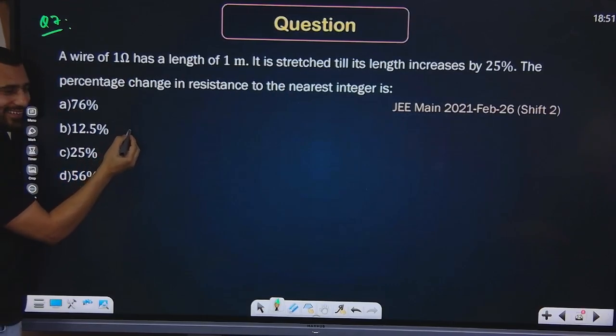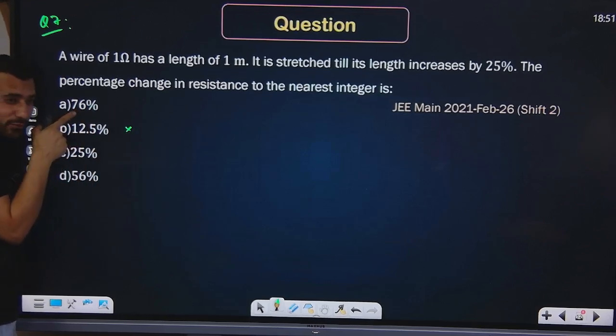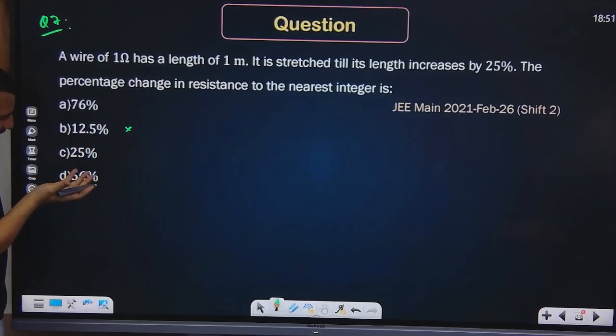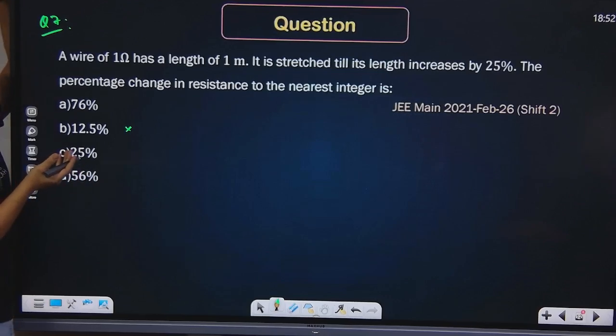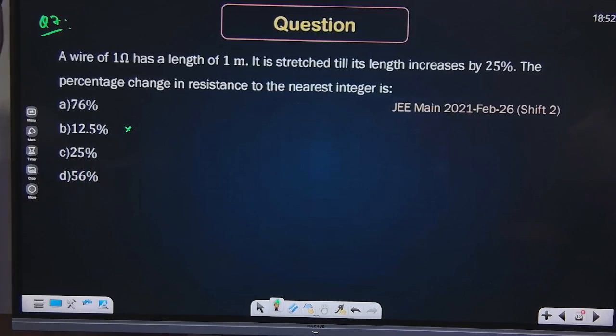This is wrong. Wait. This doesn't even seem to be the answer, right? 76. No, it can be a rounding, so it can be the answer. That 12.5 is wrong. Then 25 cannot be the answer. Don't just randomly guess. But it says 25 there, so how will it be 70? So this cannot be the answer as well? No, that's definitely wrong.